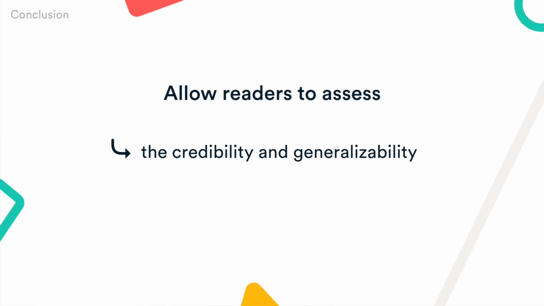If there are important limitations to your research, for example, related to sample size or methods, you should mention them briefly in the abstract. This allows the reader to accurately assess the credibility and generalizability of your research.